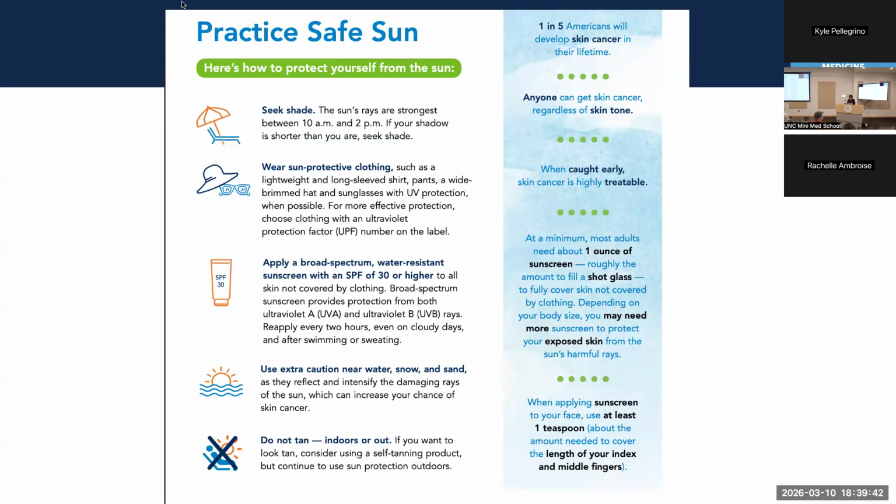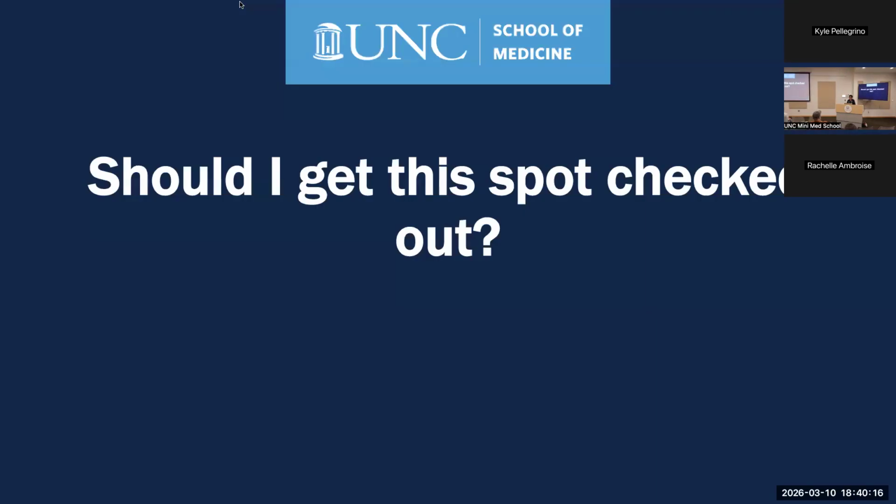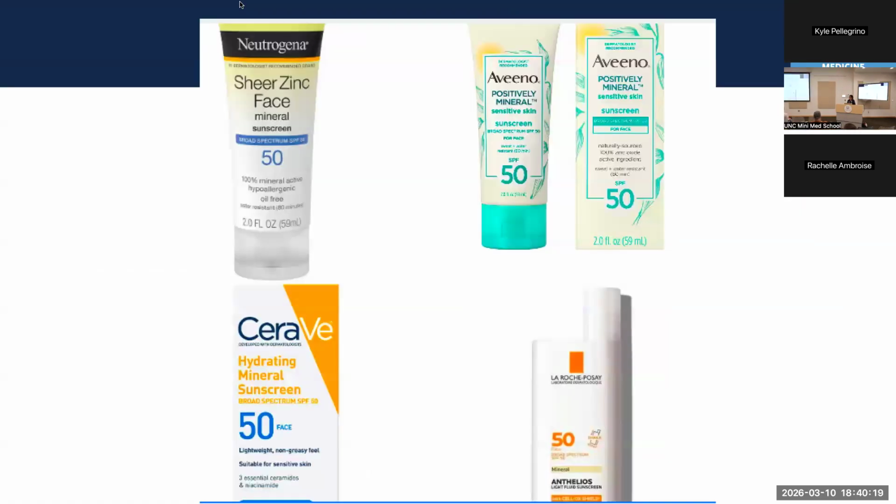The other thing to think about is shade, right? So 10 to 2 are the peak UV ray light hours. So if you are doing outdoor activities, maybe a little bit earlier or a little bit later. And then obviously not tanning is very, very helpful, because tanning, as we know, really contributes a lot to skin cancer. Some examples of sunscreens, because I know people ask this a lot: same brands as I mentioned before: Neutrogena, Aveeno, CeraVe, anything that is basically very, very gentle. Okay, any questions there?